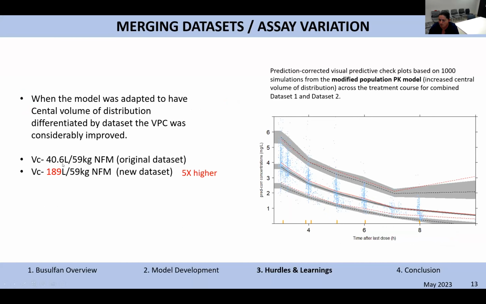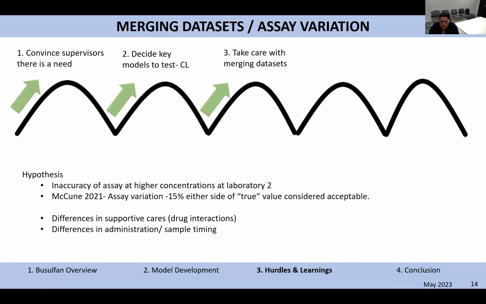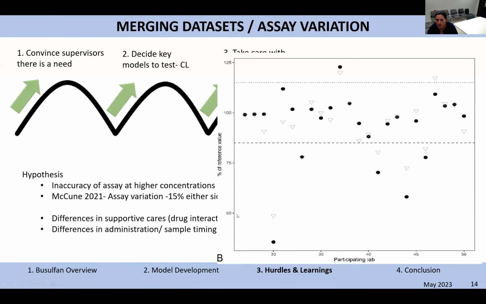And so when we investigated this further, the hypothesis was that potentially there was an inaccuracy in the assay at higher concentrations at laboratory 2. There was a publication in 2021 where 25 different laboratories were sent different busulfan samples. And these were the results. They accepted plus or minus 15% from the true value. And you can see you'd really want a lab like this, where your lower concentrations, which are the circles, are at 100%, and your triangles, which are the higher concentrations, are at 100%.